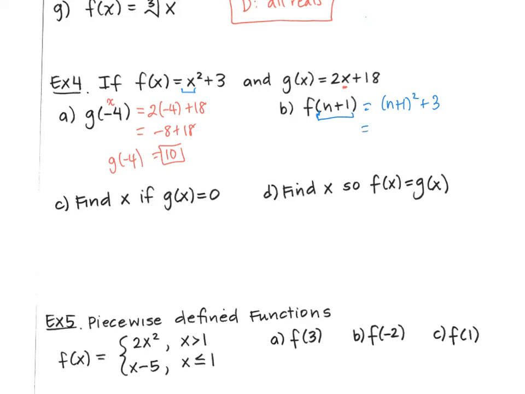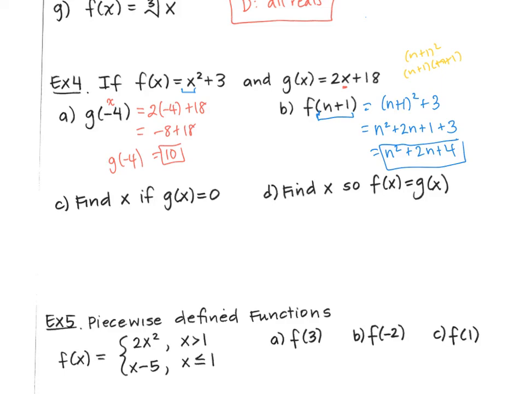If you recall, (n plus 1) squared is n plus 1 times n plus 1, which is n squared plus 1n plus 1n plus 1, or n squared plus 2n plus 1, plus 3. So I get n squared plus 2n plus 4 as my answer. My answer is an expression because I plugged in an expression. And as a reminder, this was because (n plus 1) squared is n plus 1 times n plus 1, and then you multiplied it all out.